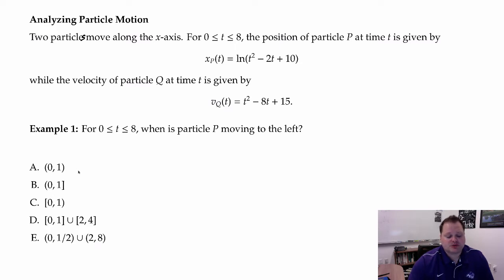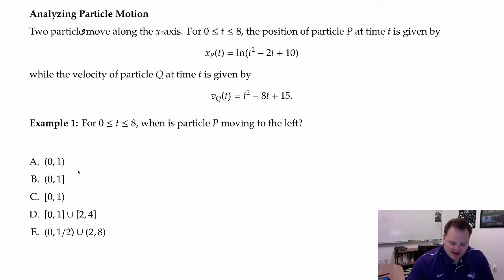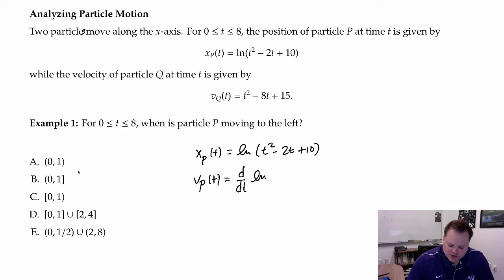Alright, if you haven't paused, please do so. I'm going to take a look at this example with you. Let's start by calculating the velocity of the particle p. So if you have the position function given to you by the natural log of t squared minus 2t plus 10, the velocity of the particle p would be simply the derivative of position, which is the derivative of this natural log.